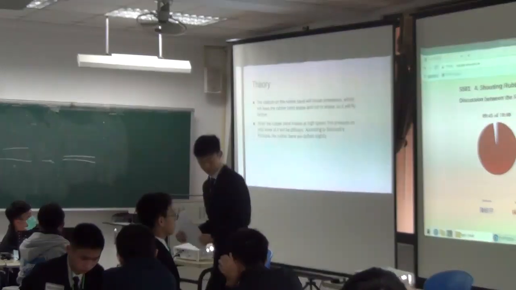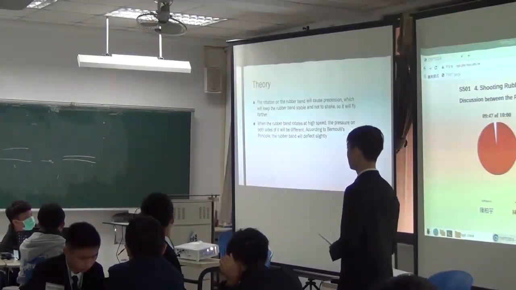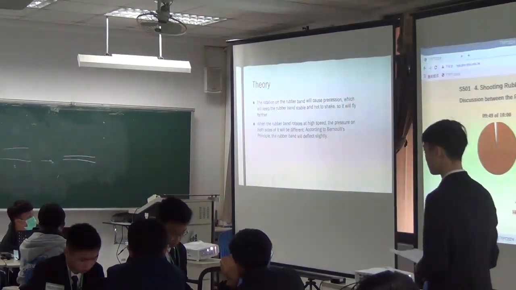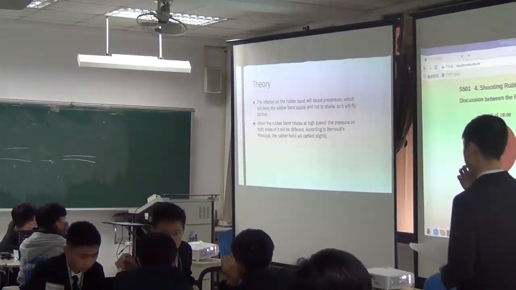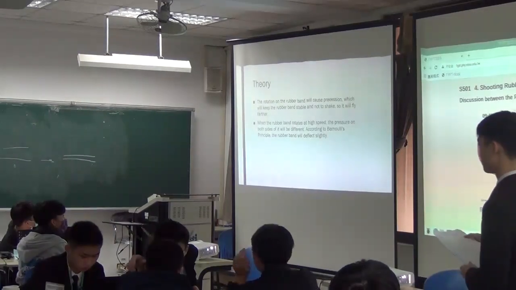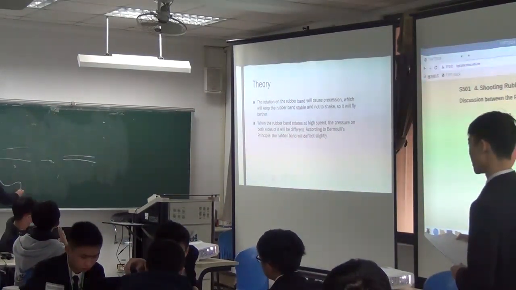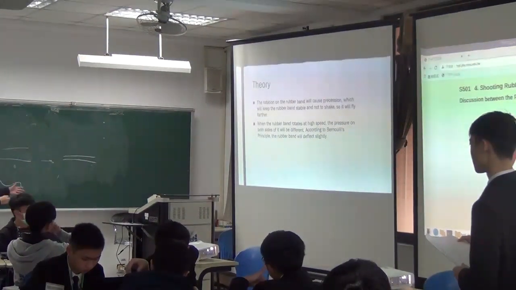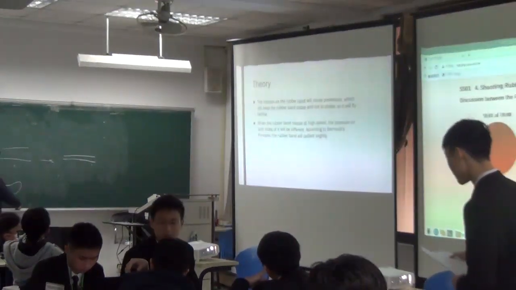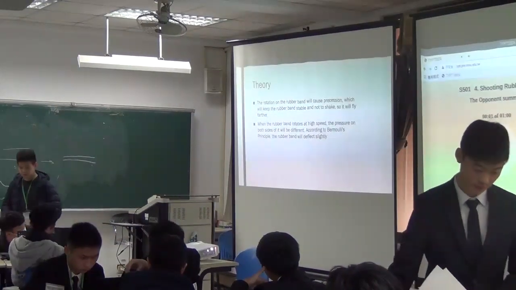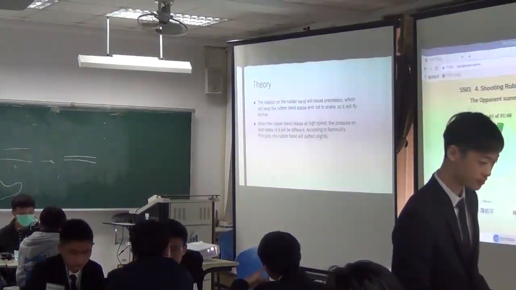And the most important thing is that when the rubber band is shooting in the air, it will not be a perfect circle. It will be uneven. Now, I want to summarize the discussion.